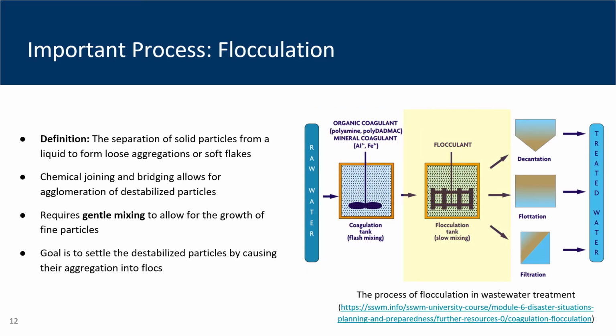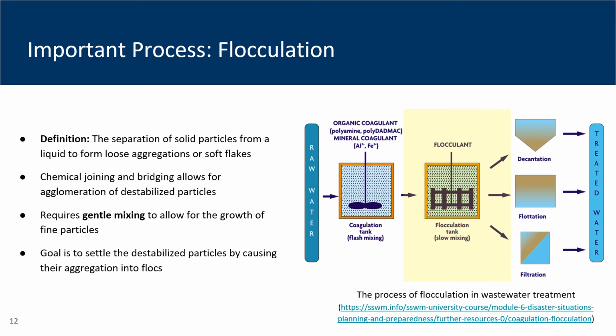The next key process in wastewater treatment we are going to discuss is flocculation. The formation of flocculates is very important to the operation of water treatment systems. This step immediately follows coagulation, and by definition it can be described as the separation of solid particles from a liquid to form loose aggregations or soft flakes. This separation is achieved by stimulation through mechanical means to agglomerate destabilized particles into compact, settleable particles, otherwise known as flocs.